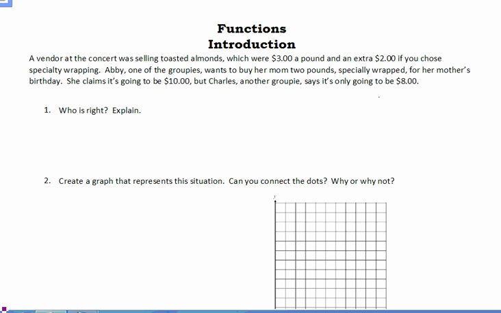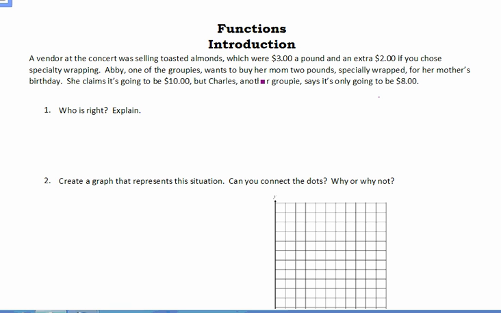Okay, our introduction says that a vendor at the concert was selling toasted almonds, which were $3 a pound, and an extra $2 if you chose specialty wrapping. Abby, one of the groupies, wants to buy her mom 2 pounds, specially wrapped, for her mother's birthday. She claims it's going to be $10, but Charles, another groupie, says it's only going to be $8. So we have to get in between them and figure out who is right, and we have to explain.